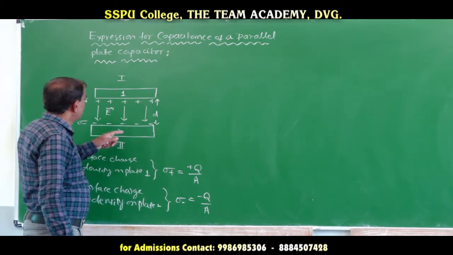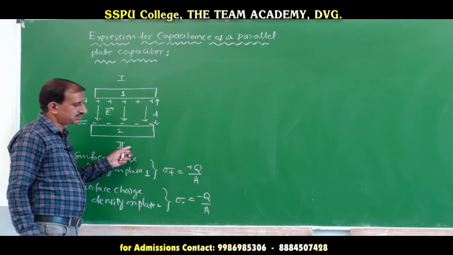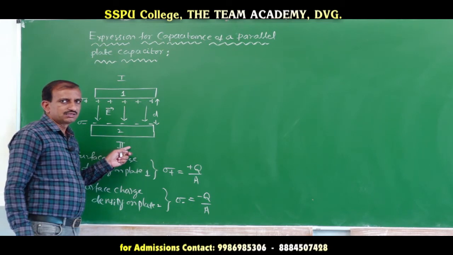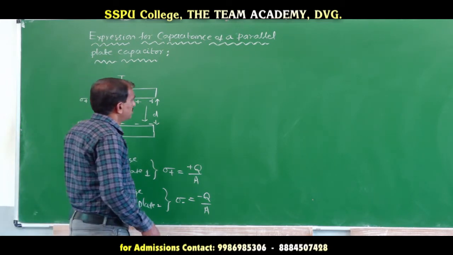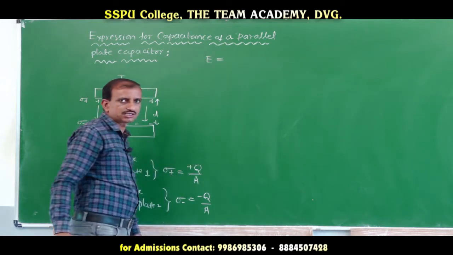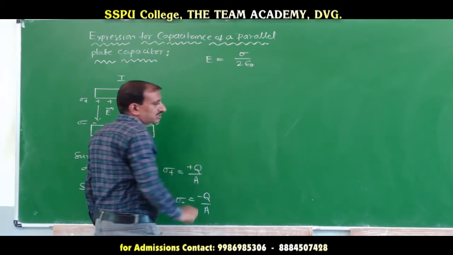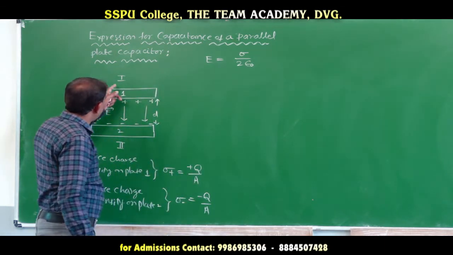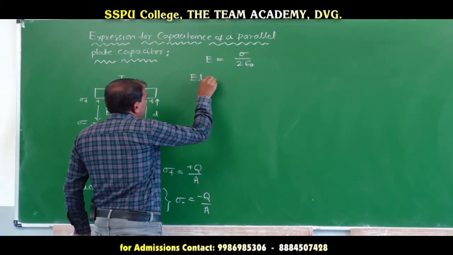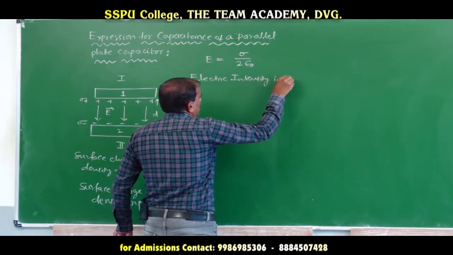Now we are going to find the electric intensity in different regions. The electric intensity due to a uniformly charged plate is sigma by 2 epsilon naught. Now, what is the electric intensity in the outer region 1?